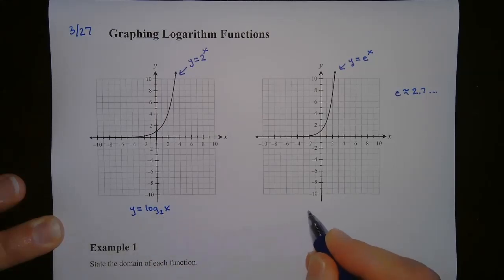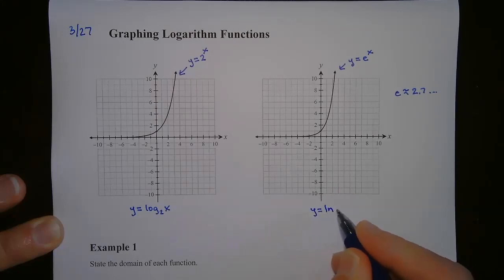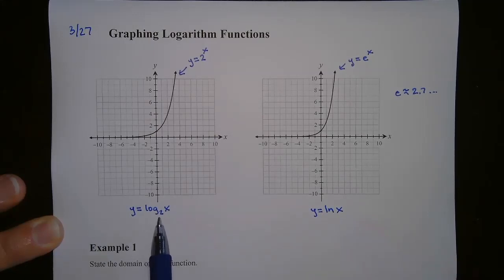And then over here, what we're going to do is log base e. But log base e has a special name. It's y equals natural log of x, so y is equal to ln of x. Okay, and we're going to graph these two functions and take a look. This was a parent function that I had you guys graph way back.